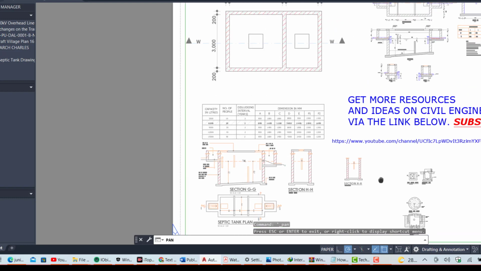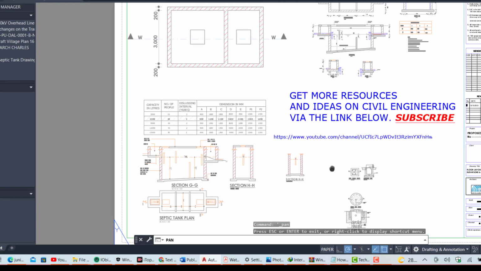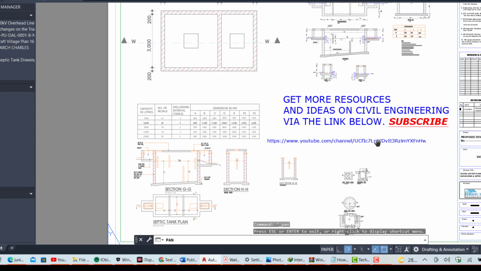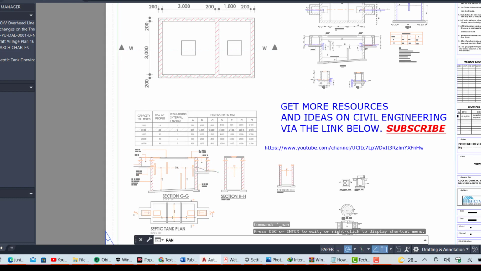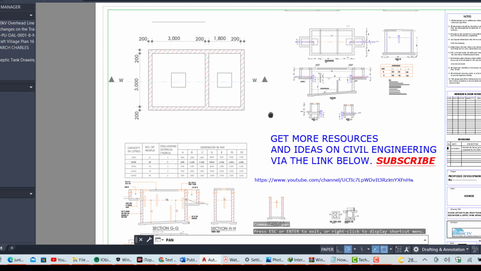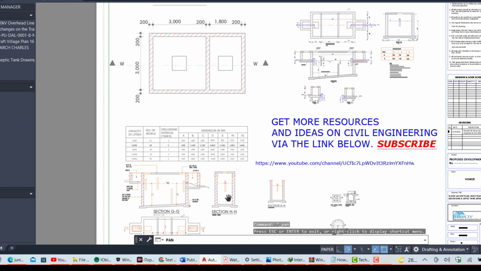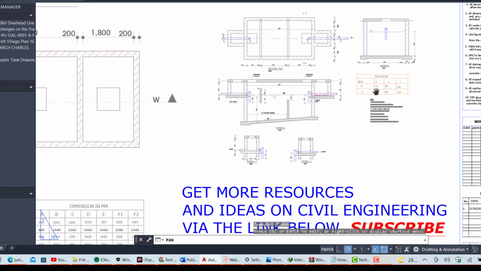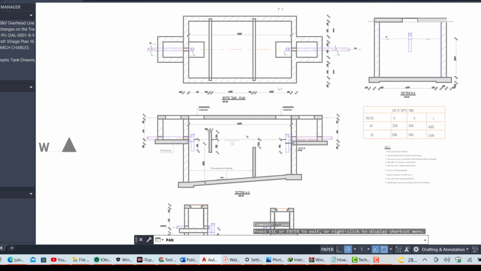I will provide this drawing for your practice, and for those who are technical, I will share the link to get this AutoCAD file so that you can use it for your designs. So this is basically the structure of a septic tank and the table that is used to size your septic tank. You have got different types, so it will depend on which one you use.